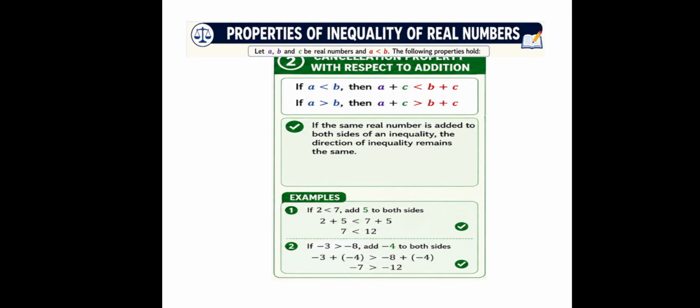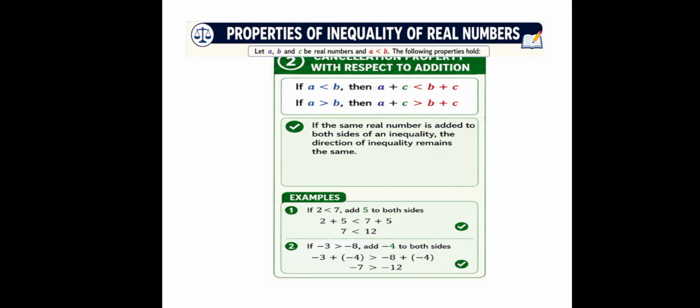So 2 plus 5 is equal to 7, and 7 plus 5 is equal to 12. So as 2 is always less than 7, when we add a positive number, we will get the answer 7 is less than 12. Means if the same real number is added to both sides of an inequality, the direction of inequality remains the same. Alright. Now we are going to take the second condition.